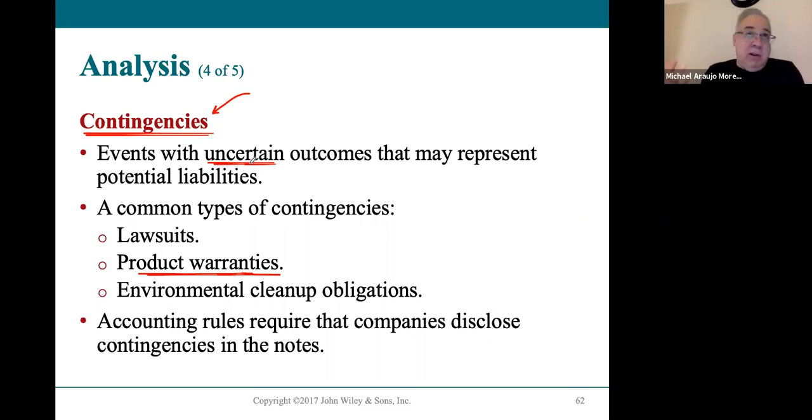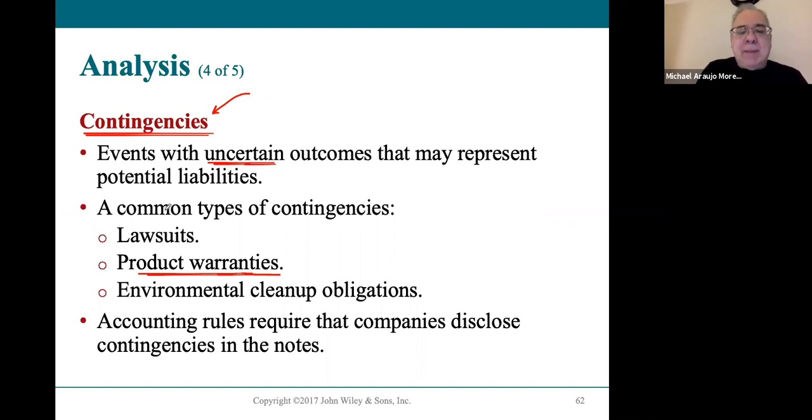When they have a recall, it's horrible because, right, they basically have all these cars under warranty. They certainly made a mistake and they're fixing that mistake by recalling it. So they owe all these customers all this work or an extra part or whatever it is they're doing. So a product warranty could be a small liability to the company, could be a big liability to the company. It's uncertain, which is why we call it a contingency.